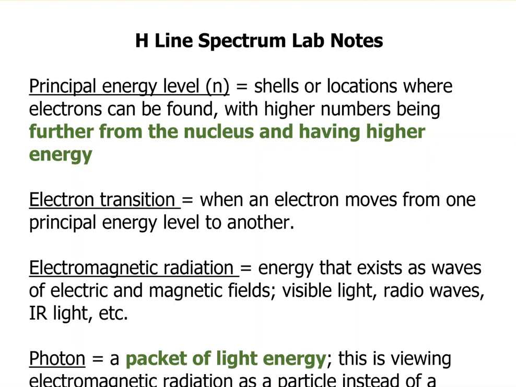Principal energy level, these are the main energy levels. Sometimes these are called shells. If you're looking at an electron configuration like this, something like that, the principal energy levels are these numbers in front there. So you need to know that the higher the number, the higher the energy.